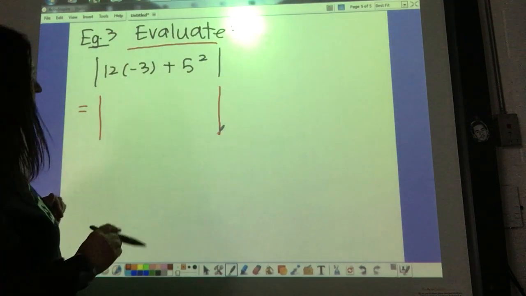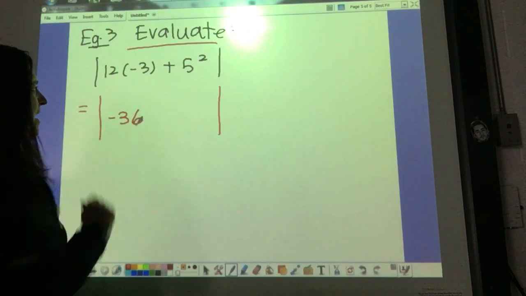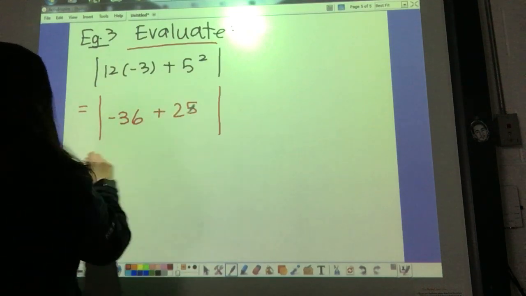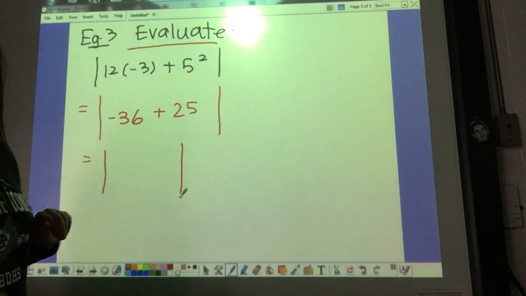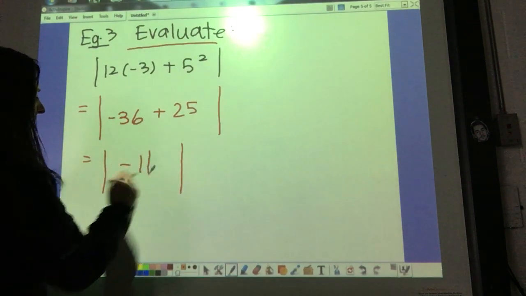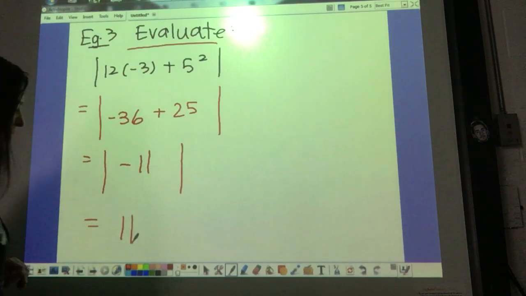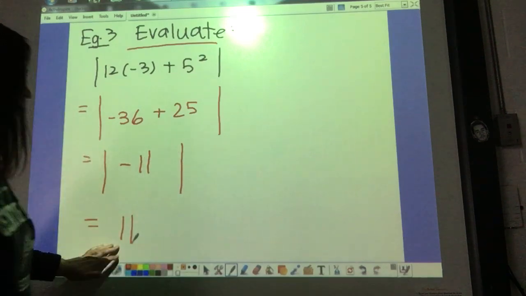Order of operations, we do our brackets. 12 times negative 3 is negative 36. Exponents, 5 squared is 25. We still keep the absolute value brackets. Negative 36 plus 25 is negative 11. The absolute value of negative 11, now I can drop the absolute value brackets, is 11. It's really easy, but sometimes people just drop these absolute value brackets too soon.